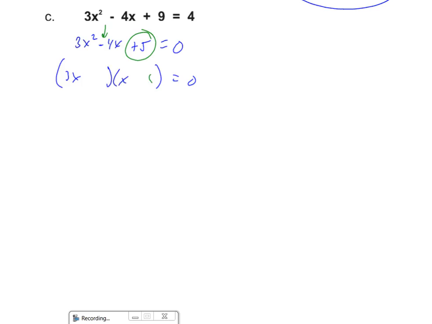And I can either put the 5 back here and the 1 there, which gives me 15 and 1, and that'll never get me to 4. Or I can put the 1 here and the 5 here, which gives me 3 and 5, and that'll never get me to negative 4 either. So it doesn't factor. So therefore, you're using the quad equation, right?